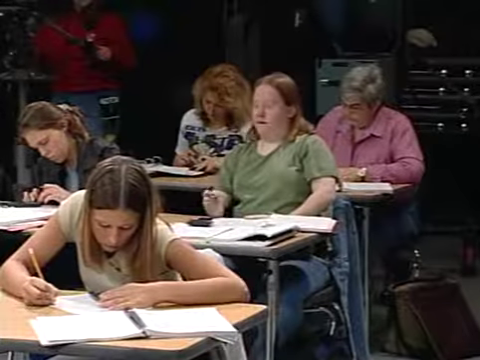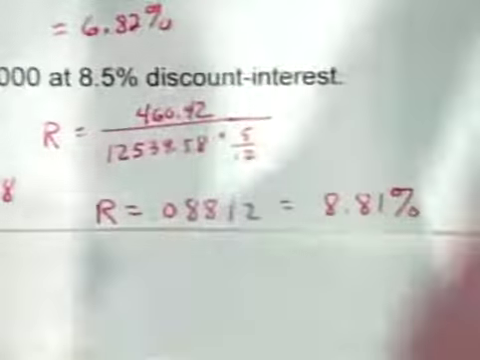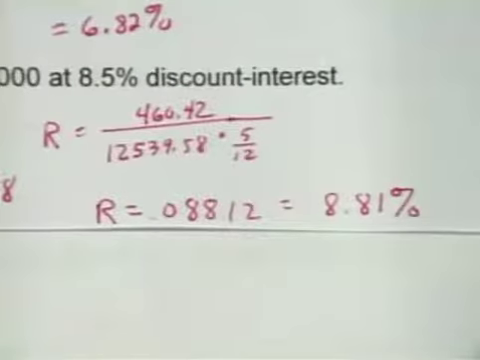I took the 460.42 divided by the 12,000. But I didn't take it times the 5. Okay. All right. So R equals I divided by P times T, and she was forgetting to put the T in.